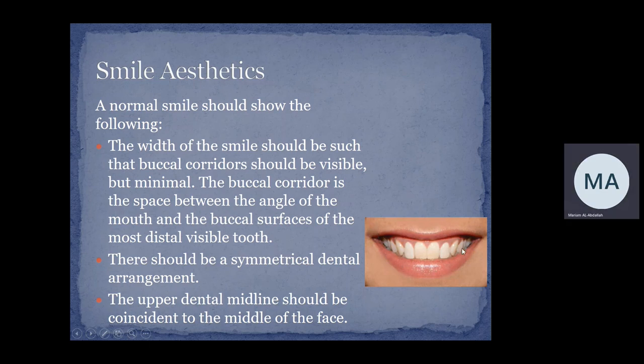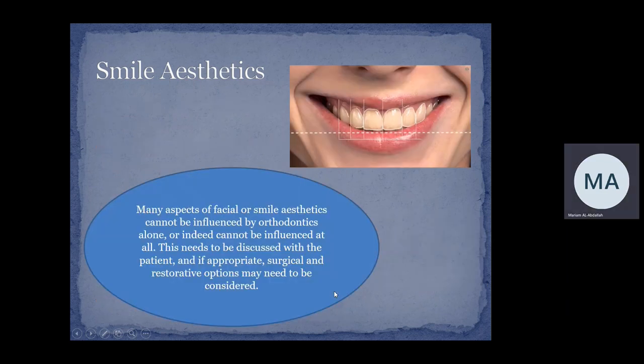The dental arrangement should be symmetrical, and the midline of the upper and lower incisors should be within the midline of the face. Having said so about the smile aesthetics, an orthodontic treatment alone sometimes is not enough to achieve this. Sometimes we need to go for surgical consultation and procedures, periodontal procedures or restorative procedures.